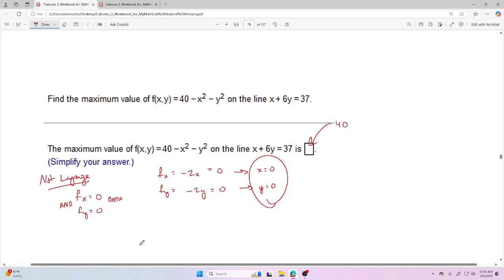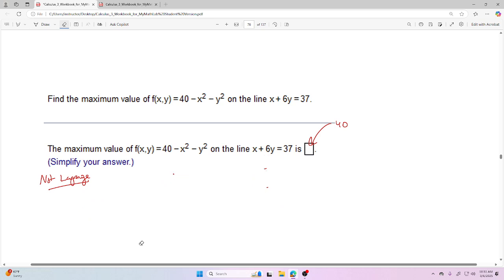The reason why it's not working the way I want it to is because they have this line constraint and I never used it. So maybe I forgot something there. Okay, maybe I went too fast. Let's try something new. I'm going to erase all this because it was wrong. That's okay.